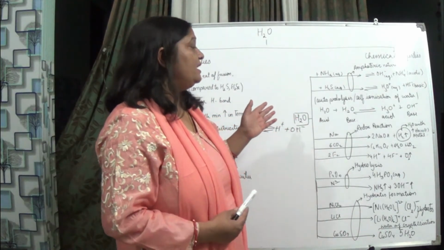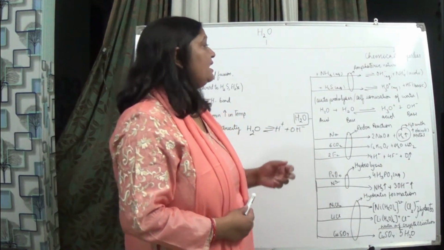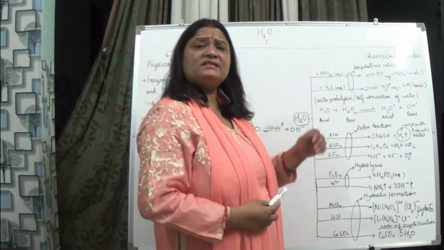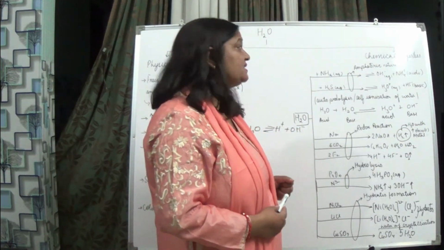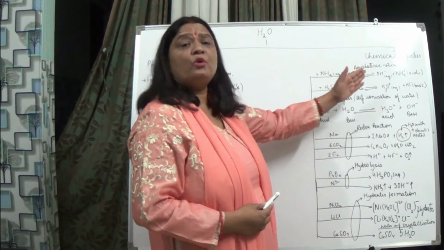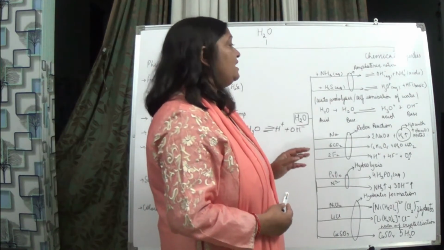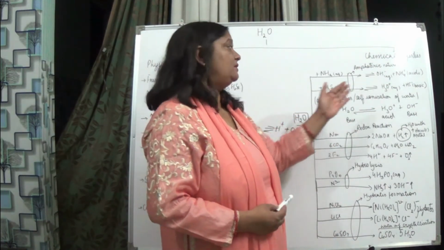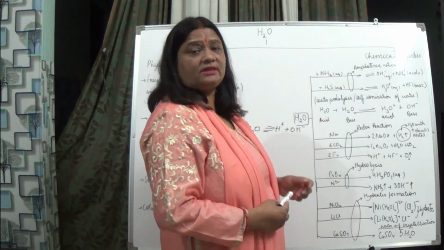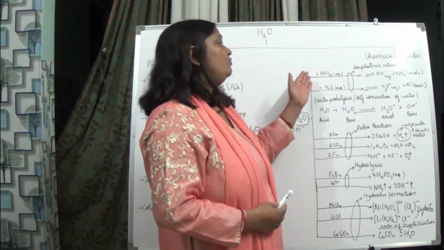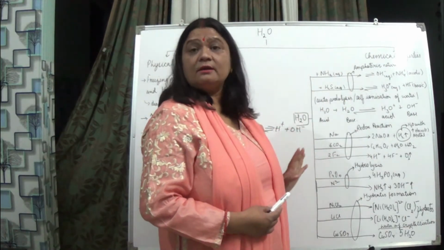For example, in NH3 plus H2O, H2O is acting as an acid and NH3 is acting as a base, thereby forming ammonium ions and OH- ions. Here we are seeing the conjugate acid and the conjugate base. You have all studied the Bronsted-Lowry theory: the base will form a conjugate acid and the acid will form a conjugate base.